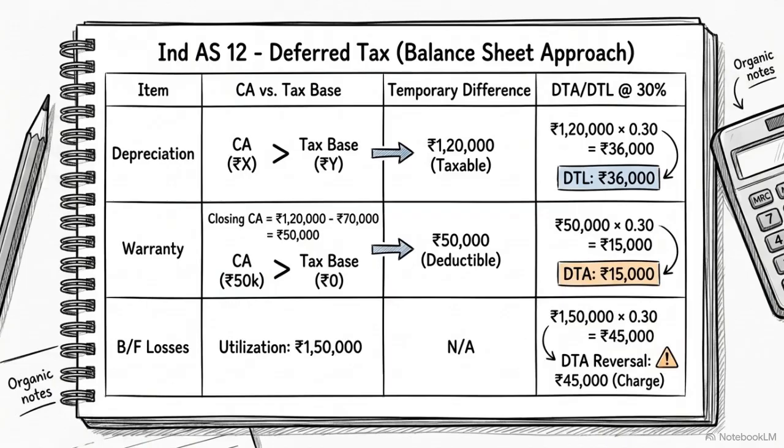For the warranty liability, we have a closing carrying amount of 50,000 rupees, while the tax base is 0. When a liability's carrying amount exceeds its tax base, it creates a deductible temporary difference. At 30%, because we used these to lower our current tax, we are now reversing a portion of the deferred tax asset we previously recognized, resulting in a 45,000 rupee charge to the profit and loss.